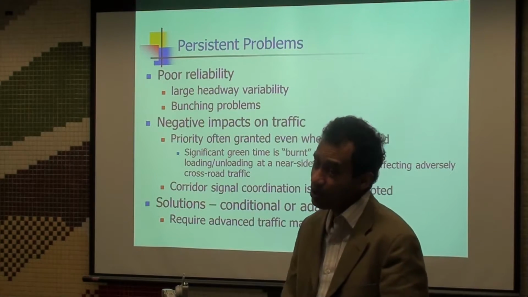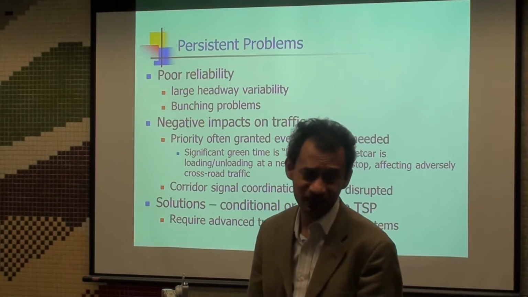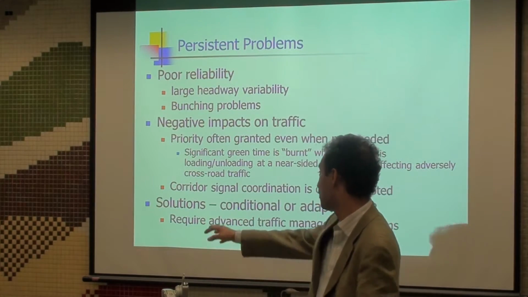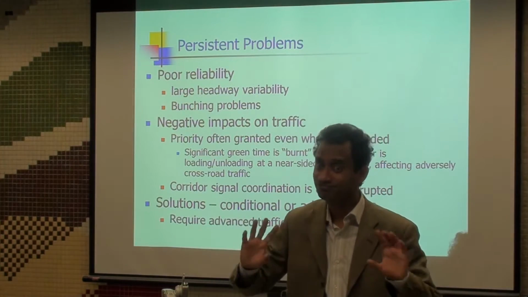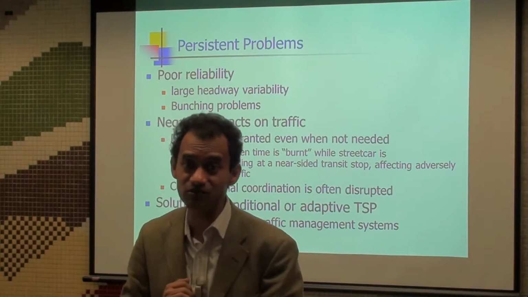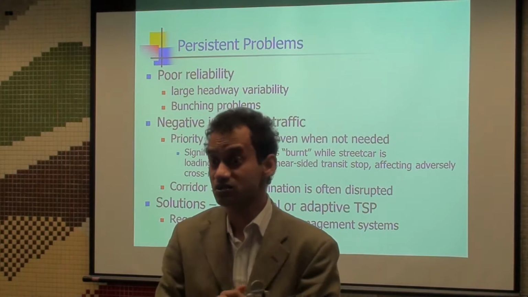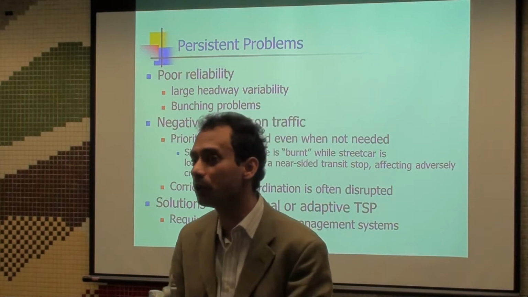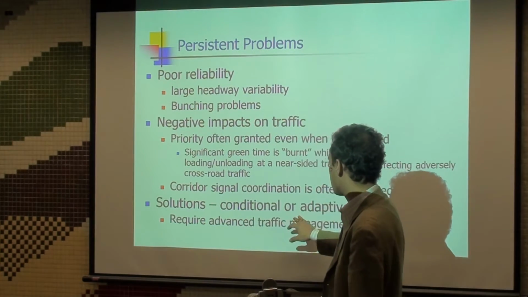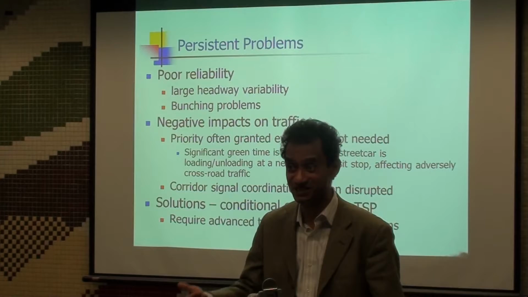Even if we do a lot of planning for signal timing, there could be this risk of corridor signal disruption, the green wave that we usually try to offer to reduce the queue and improve our efficiencies. So that could be another ongoing issue. That's why people started looking at whether we can do this kind of conditional or adaptive TSP.